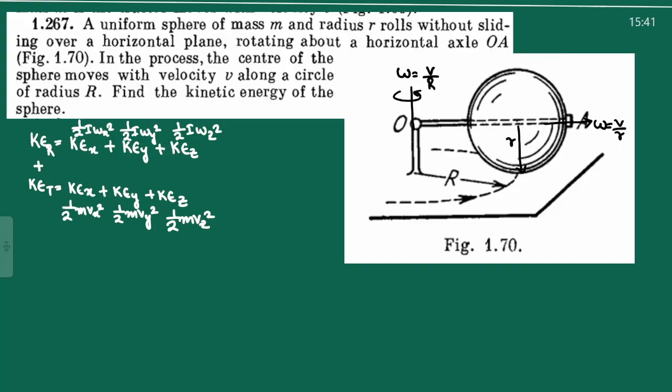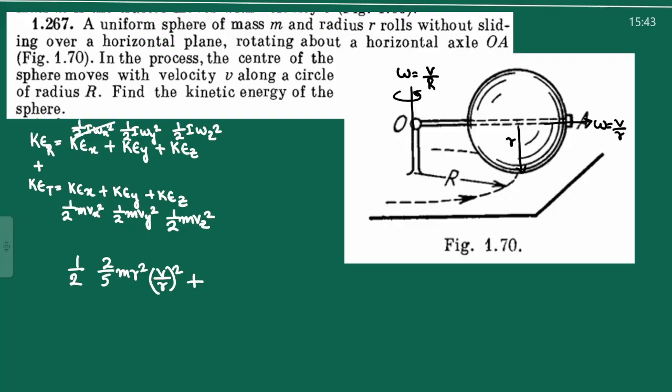One more thing, there is a translational kinetic energy here, which is the velocity of the object itself. So let us solve the problem. The kinetic energy in the x direction is nothing but half times the moment of inertia over this axis of rotation. I is nothing but 2 by 5 m r square, multiplied by omega x square. What is the value of omega x? It is v by r, whole square.